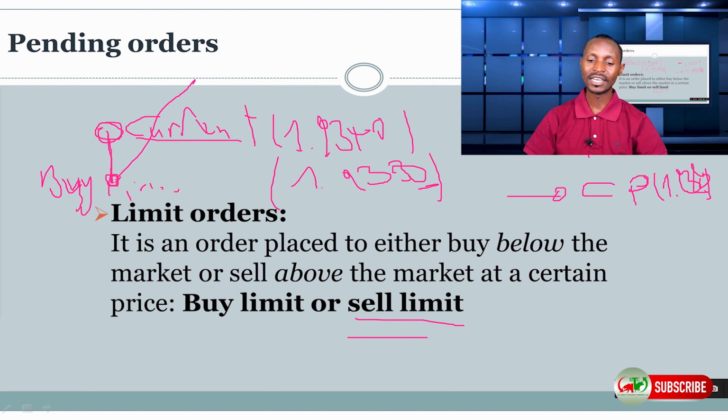You wish to sell at this price, but because you have no time to monitor your screen, you can place a limit order, so that if the market rises and reaches this price, your order will be executed, and then if it goes down, you will be making a nice profit. This is what we call limit orders, and we have a buy limit and sell limit.